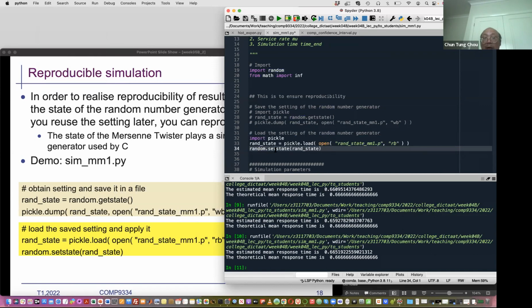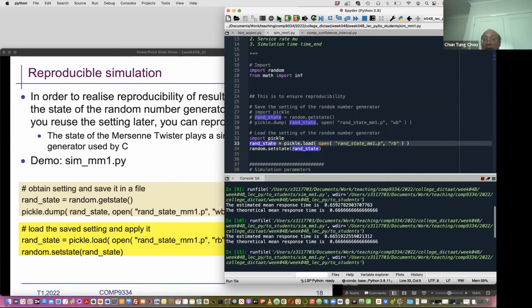Earlier on, I stored the state of the random number generator inside this file. I'm going to load this file again and store it in the variable rand state, and then I pass rand state into random set state. So I'm loading the old state of the random number generator, or the seed from before, and setting it as the state of my random number generator. Let me run the program now and see what the effect is.